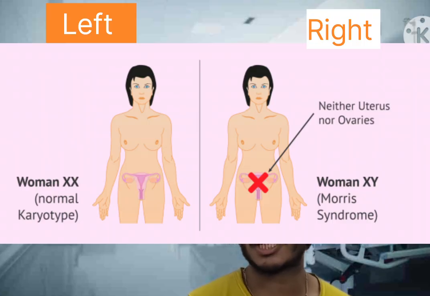Now on the right side you can see that the person has a karyotype of XY, but the person has a female type appearance, so the person is phenotypically female. And also you can notice that on the right side the ovaries and uterus are not developed. So now I am going to explain why in the patients of androgen insensitivity syndrome ovaries and uterus are not developed, though the patients are phenotypically female.